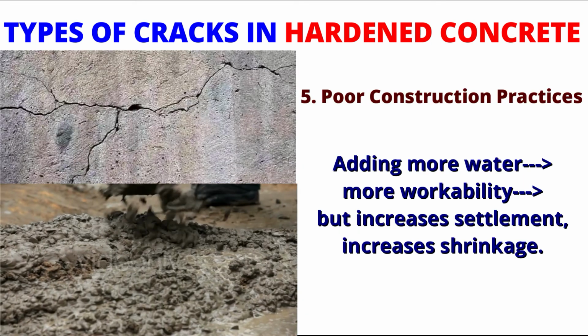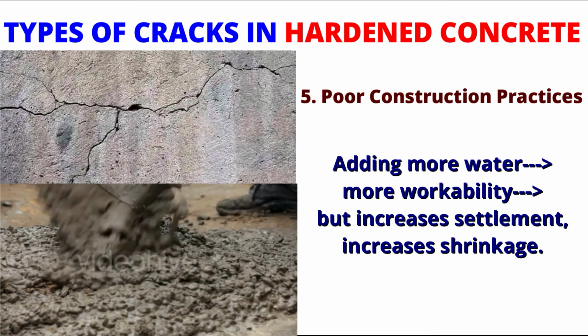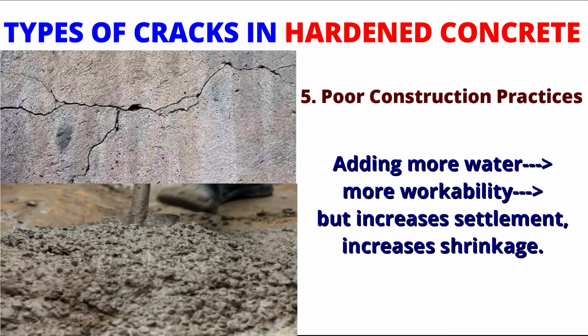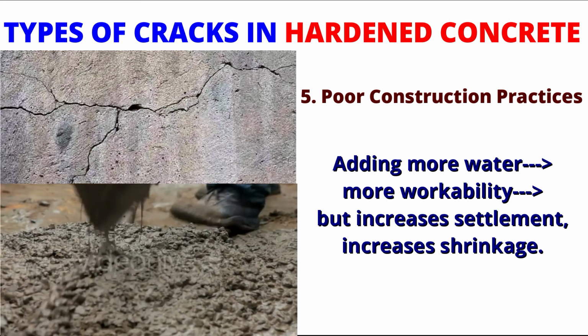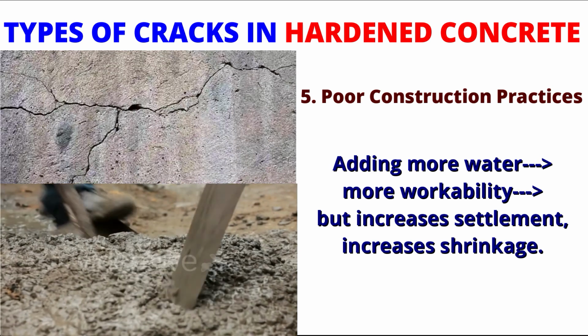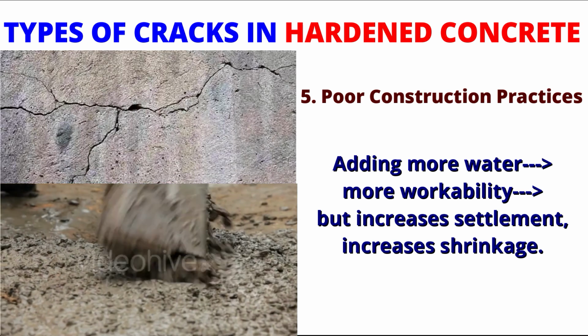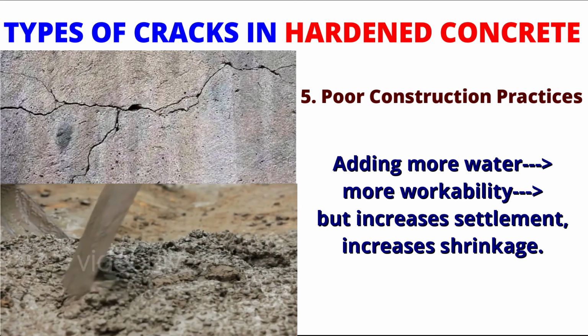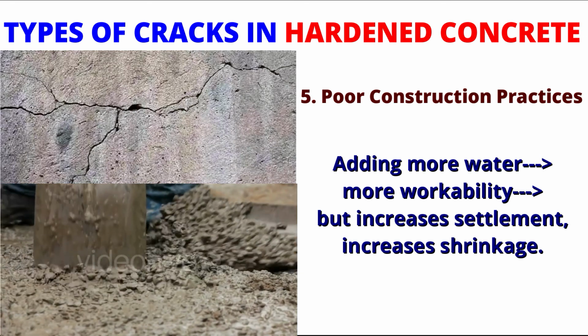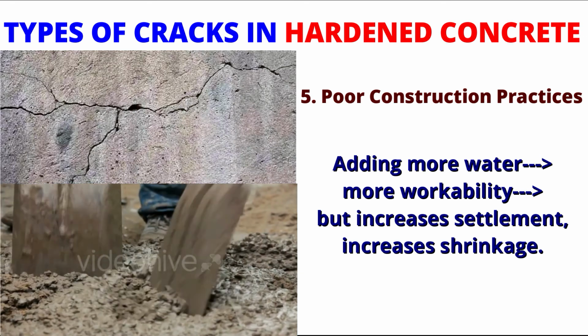Next type of crack is cracks due to poor construction practices. A wide variety of poor construction practices can result in cracking of concrete structures. The most common practice is adding water to concrete to improve its workability, but adding excess water affects the strength, increasing settlement and increasing shrinkage in concrete, which may lead to cracking of the concrete structure.